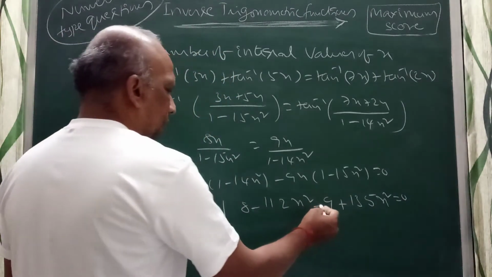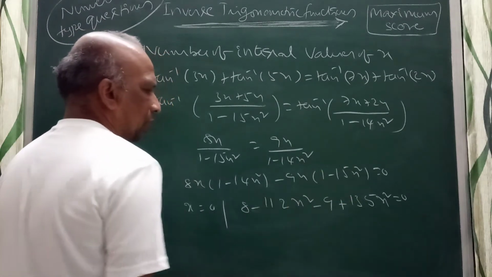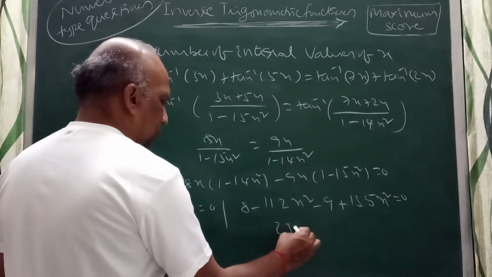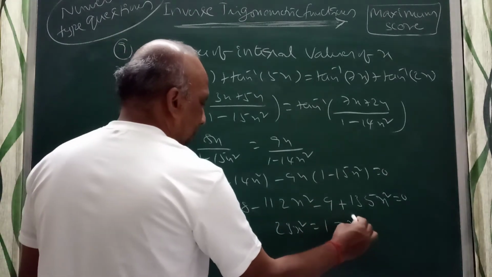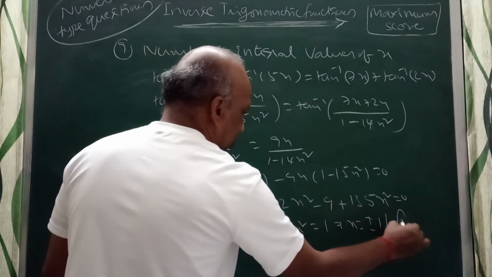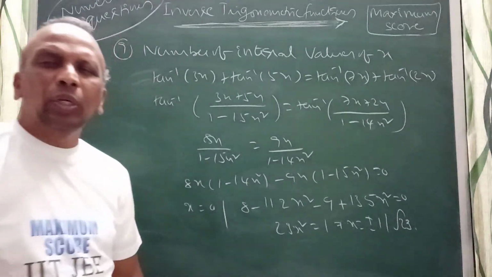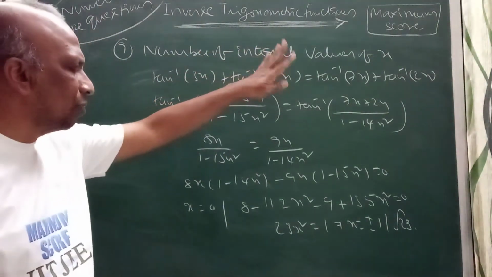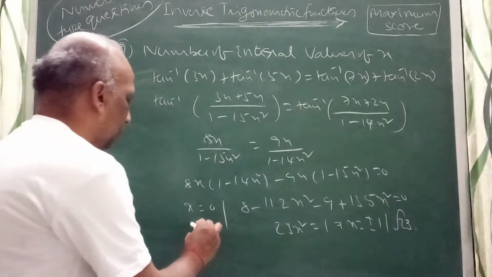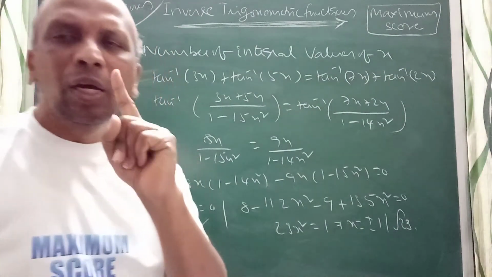Now, 8 minus 9 is minus 1, so 1 goes to that side. 135 minus 112 gives 23x square. 23x square is equal to 1, so x is equal to plus or minus 1 by root 23. So this is not an integral solution. So the number of integral solutions is equal to 1. The number of integral values of x is only 1.